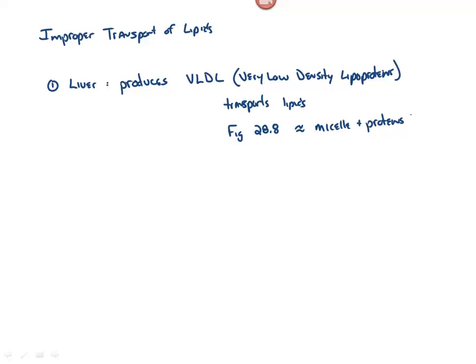And what the VLDLs do is transport lipids to adipose tissue. You guys know what adipose tissue is, basically? From Sarah's class? Yes, no?